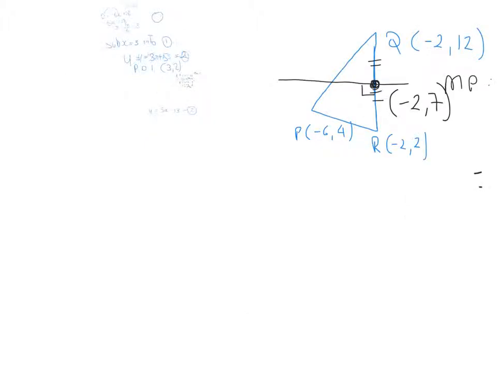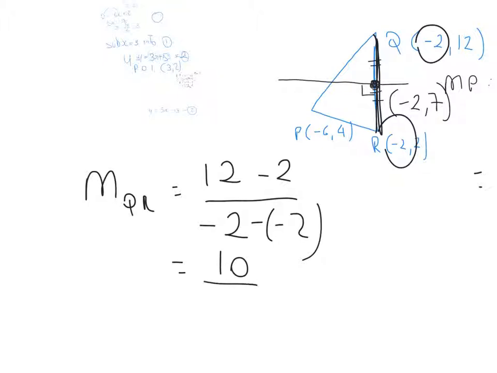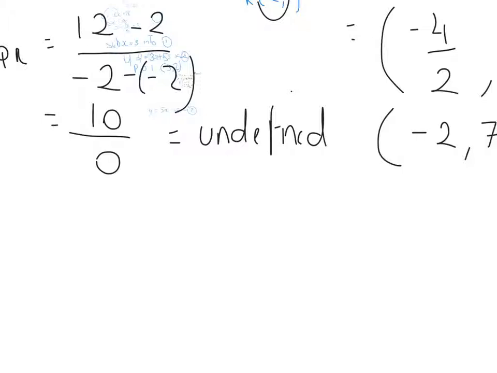I can now find the gradient of QR. So that will be 12 minus 2 over minus 2 minus minus 2. And that will be 10 over minus 2 plus 2, and that's 0. Anything divided by 0 gives me an undefined result for the gradient, which implies that it's an infinite result, which in turn means that that's a vertical line.